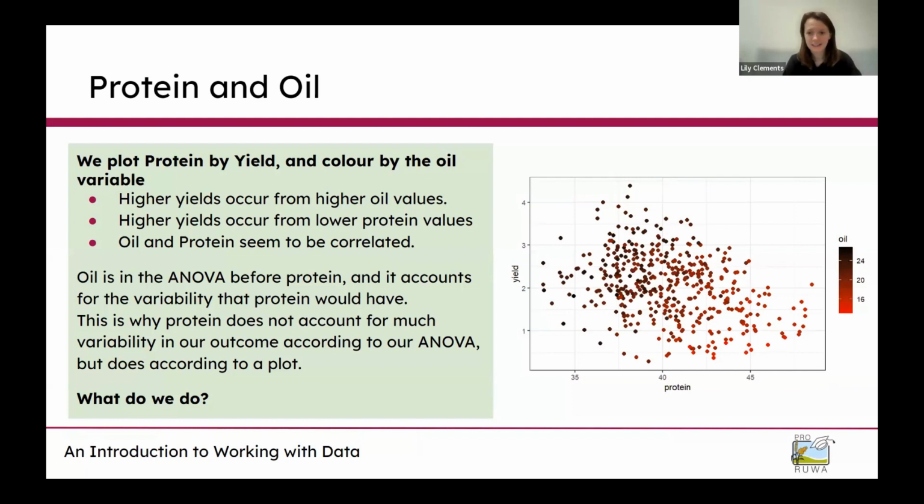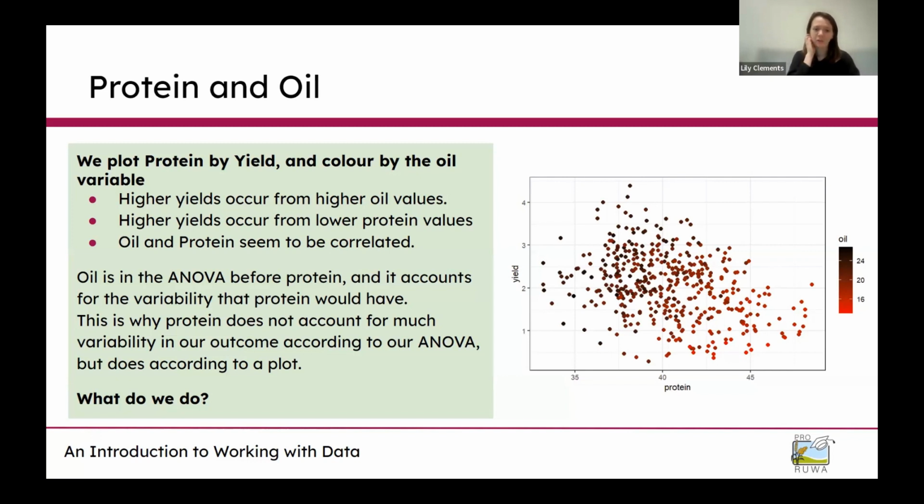And we can see here that as our plot goes from left to right, our values become more red because there is a correlation here between oil and protein. There are higher yields from higher oil values, there are higher yields from lower protein values. Oil and protein seem to be correlated.